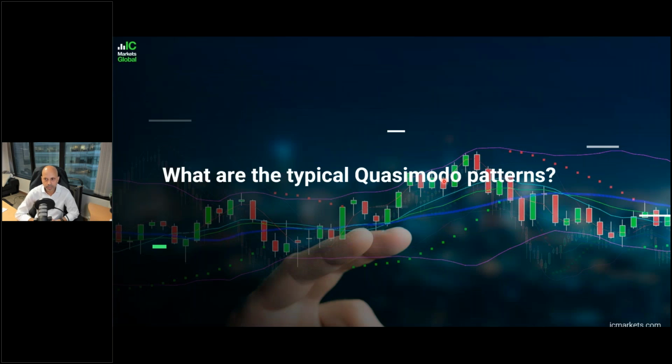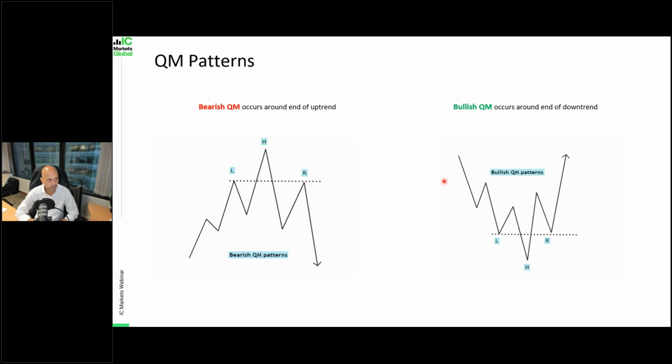So what are the typical Quasimodo patterns? Since we mentioned they're reversal patterns, there's going to be a bearish pattern as well as a bullish pattern. As you can see, the Quasimodo pattern is quite simply the equivalent of a head and shoulders. So this is your typical head and shoulders pattern.